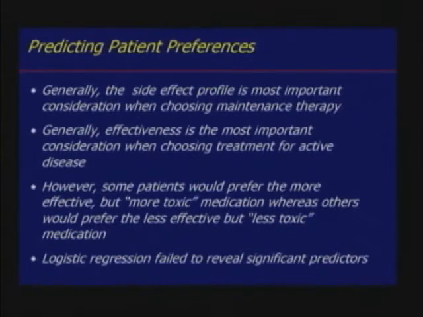When we ask patients generally, in choosing maintenance therapy, the side effect profile was the most important. On the other hand, effectiveness was the most important consideration when choosing treatment for active disease. But as you can see from the real variability, some patients would prefer the more effective but more toxic medication, whereas others stated that they would prefer the less effective but less toxic medication with fewer side effects. And when we did a logistic regression model, we failed to reveal any significant predictors. We put in a number of disease-related as well as demographic variables, and we could not predict who would choose what.